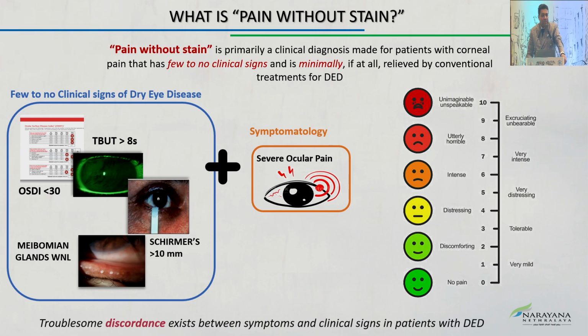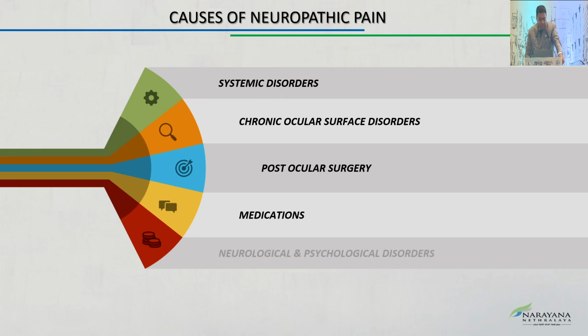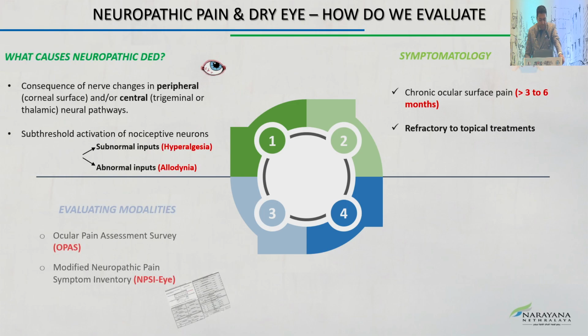One major challenge which we see both in our clinics as well as in post-refractive surgery is pain without stain, where you have all your parameters normal, but they're just not happy. They just keep coming to you being unhappy. And there is an aspect of neuropathic pain, and there are a lot of related factors: systemic disorders, ocular surface injuries, medications, including neurological and psychological problems.